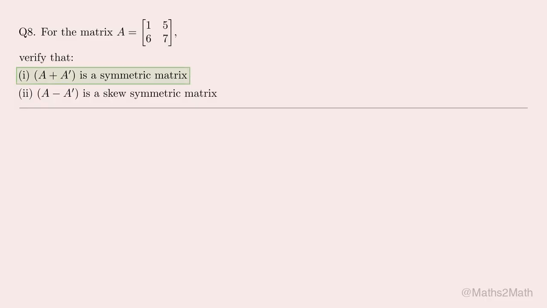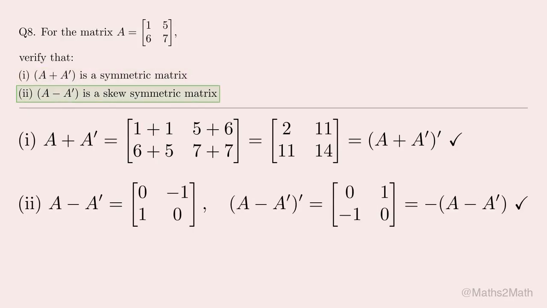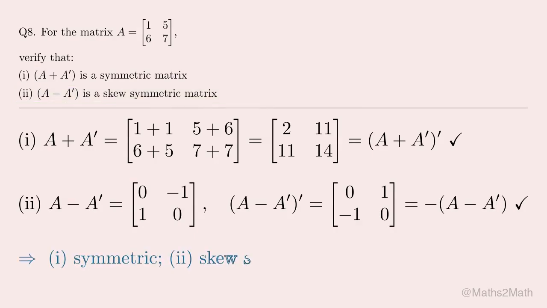Question 8. Adding a matrix to its transpose symmetrizes it, subtracting skews it. Verified concretely. We compute both combinations explicitly and transpose them to check. A plus A transpose, entries written, and its transpose equals itself. Symmetric. A minus A transpose, and transposing it flips every sign. Skew-symmetric.